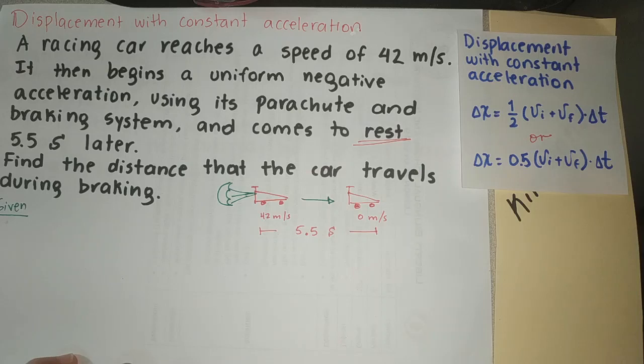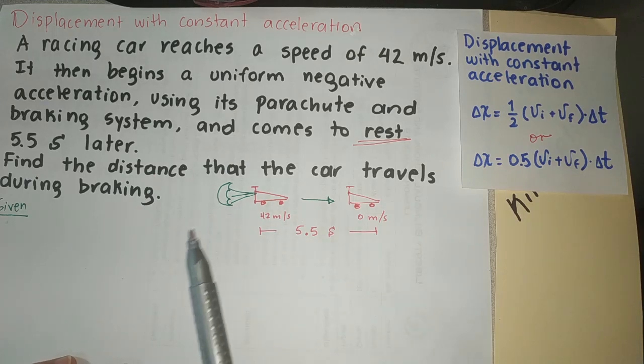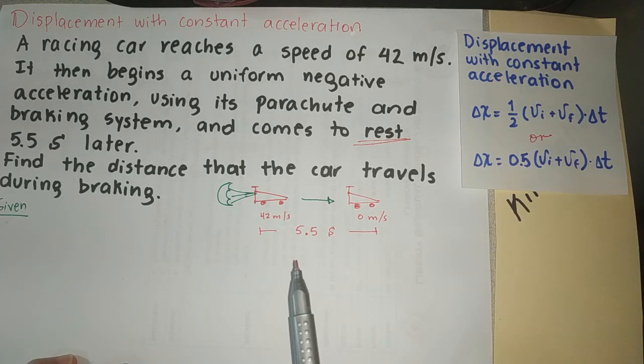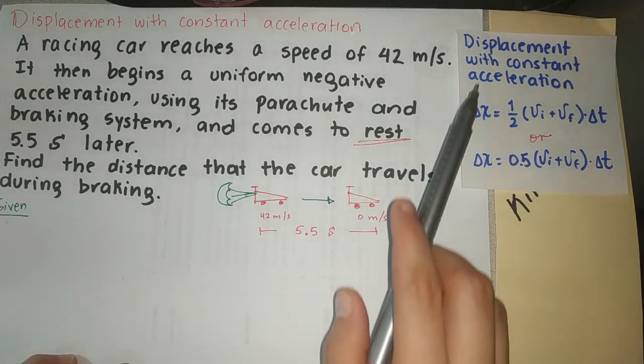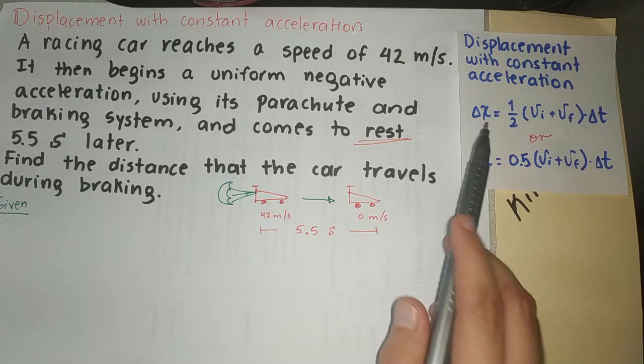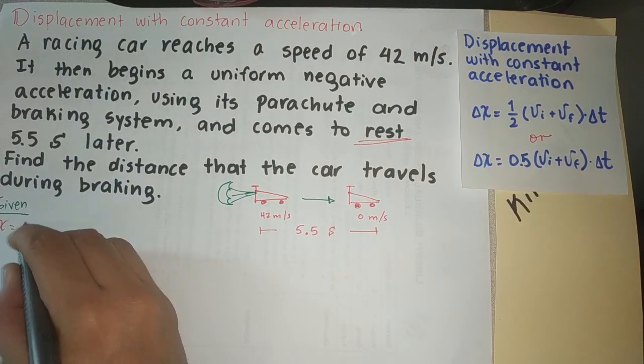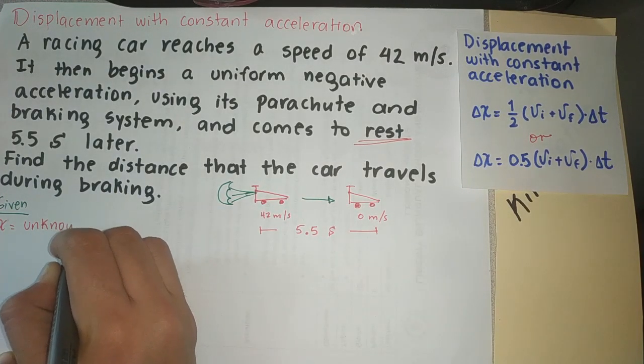Now, what is the problem asking us to find? It says find the distance that the car travels. When we talk about distance, remember we're also talking about displacement. Displacement involves direction and distance does not, but they are measured in the same units. So displacement is delta x, or the distance, is unknown. This is what we're going to find.